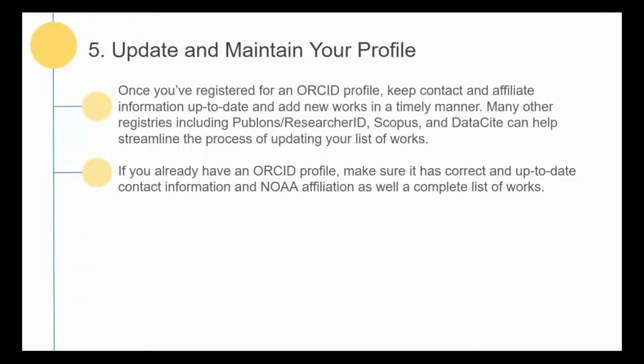Finally, updating and maintaining your profile. It's really important once you've registered to keep it up to date. If possible, automate those processes if you can, but you need to keep your contact information, affiliation information, and your new works added in a timely manner. If you already have an ORCID profile, this is a good time to go back and make sure it does have correct, up-to-date contact information. We currently only have a very small handful of people who do have their affiliation correctly listed with that proper ROR ID so that we can find it.